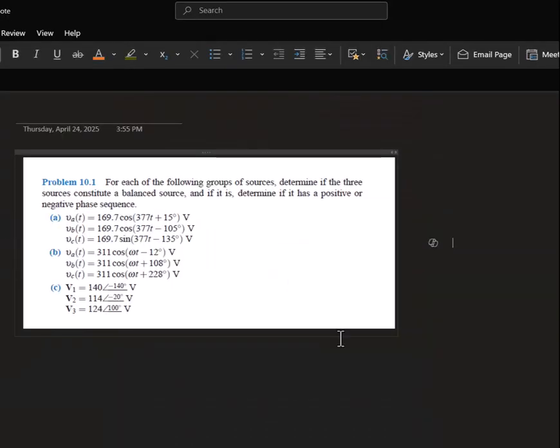So for A, the first thing we look at is that the magnitudes are all the same, so that's a plus, so that has to be true. Then we look at the phases and see if they're 120 apart. So just take negative 105 and subtract 15 and see if you get plus or minus 120. Negative 105 minus 15 is negative 120. But then negative 135 minus 105 is not 120. Except that's a sine. Whoops, I didn't notice, that's a sine.